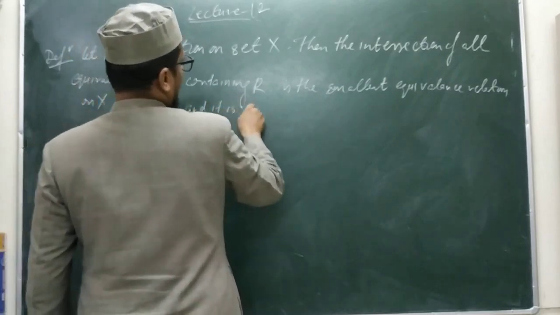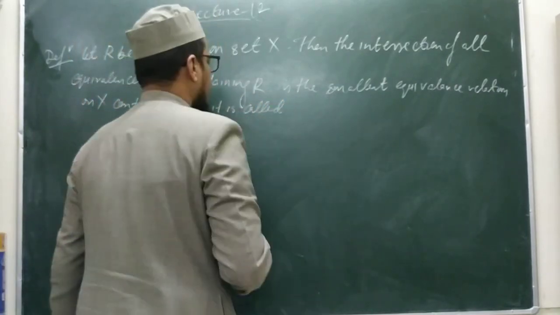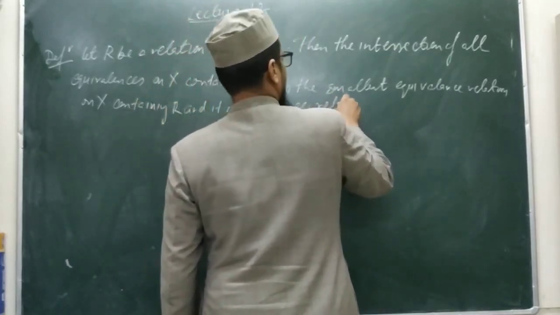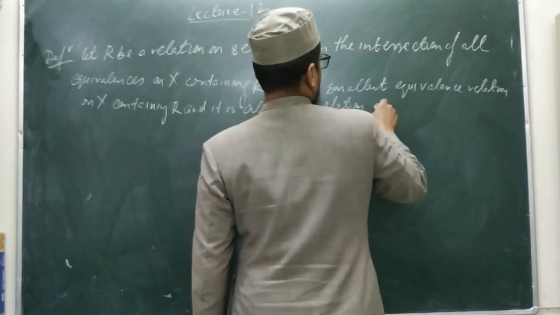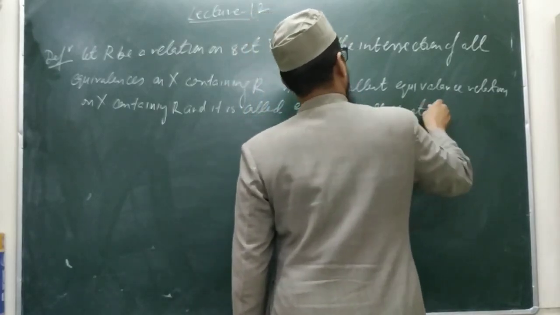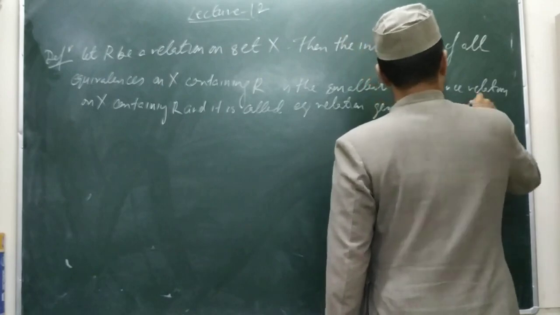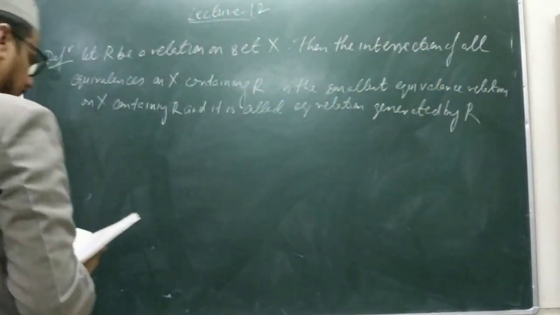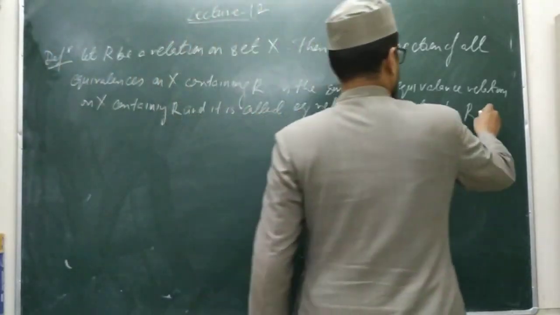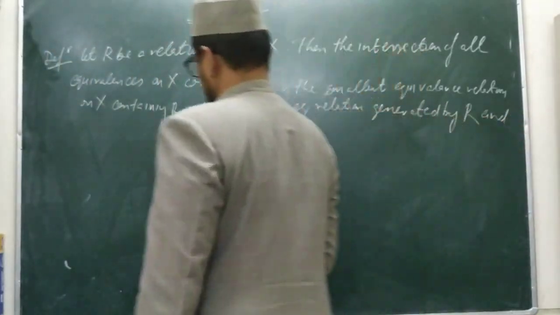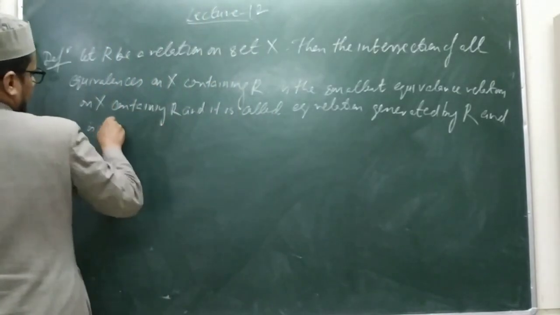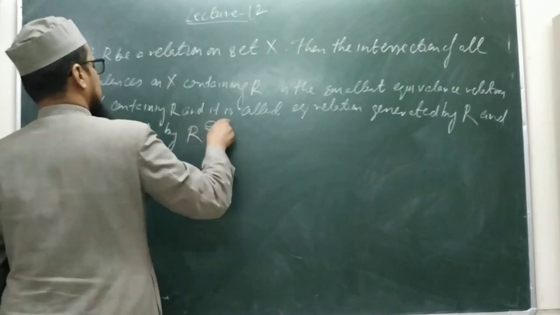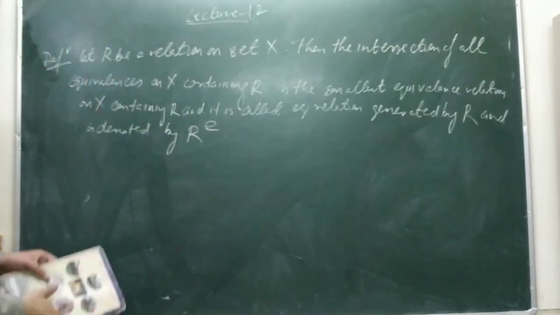And it is called the equivalence relation generated by R, and it is denoted by RE. Correct?